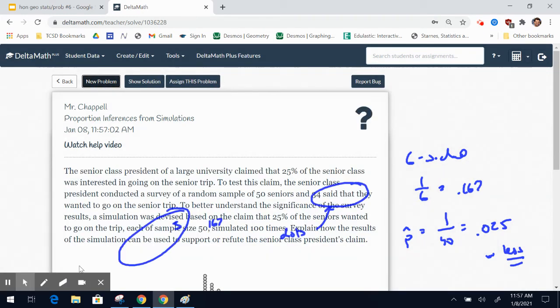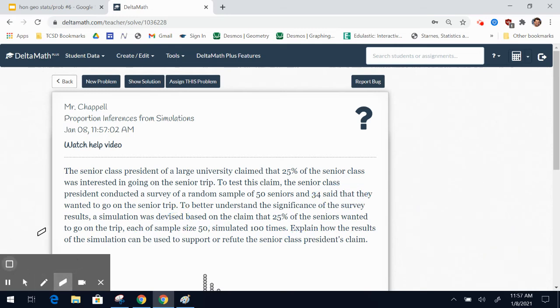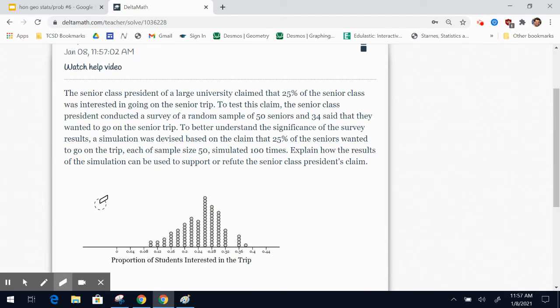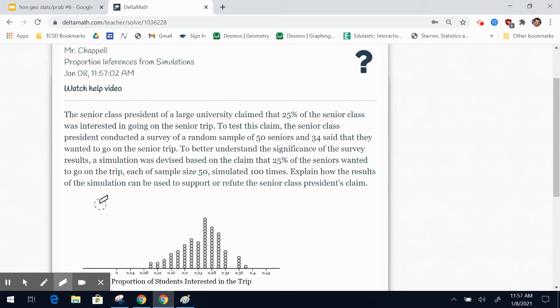Here we go. Okay, let's do this one. It says the senior class president of a large university claimed that 25% of the senior class was interested in going on a senior trip. To test the claim, the senior class president conducted a survey of a random sample of 50 seniors, and 34 said they wanted to go on the senior trip.